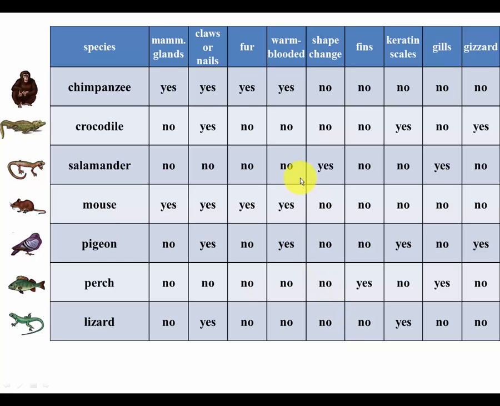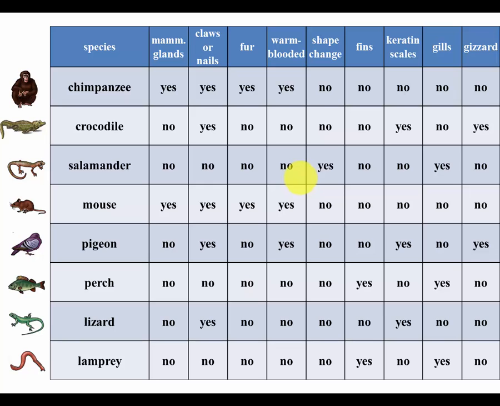So we're going to change our character state matrix now. We're going to add on the lamprey and all of its character states. And you'll notice something that's a little bit awkward here. Most of these characters, the lamprey has a no. It doesn't have mammary glands, it doesn't have claws or nails, it doesn't have fur, but it does have fins, and it does have gills.